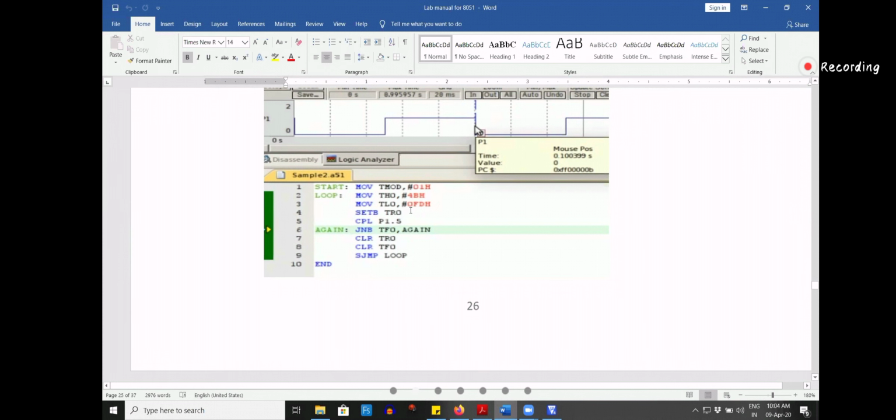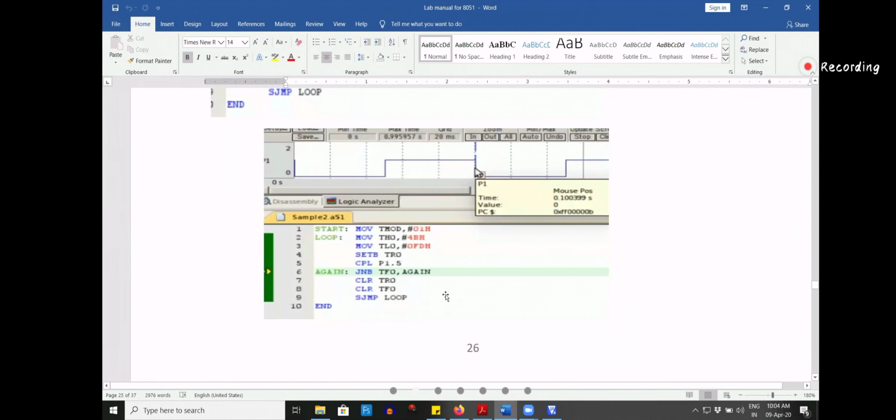Is it visible? See, mode 01, 4B into TH0, FD into TL0. Then set the bit, and I started the timer, still timer 0. Then CPL P1.5 is very important in order to have a square wave. It has to toggle, right? And again same thing, and you will get this graph which has 100 milliseconds.